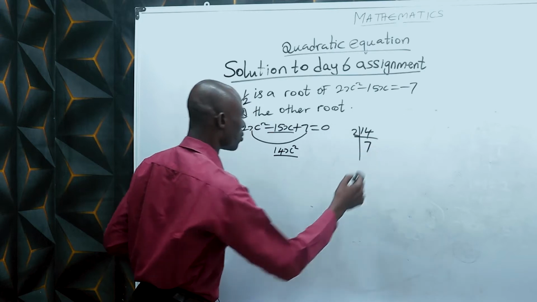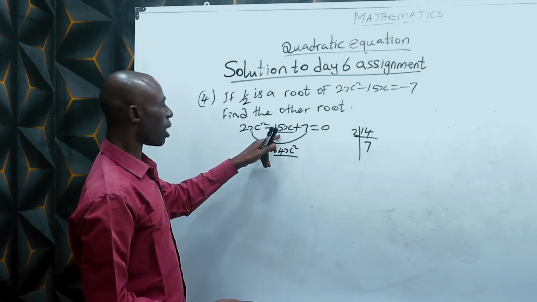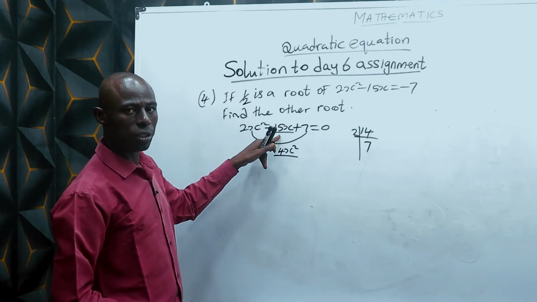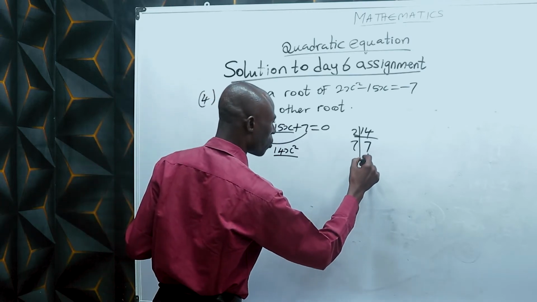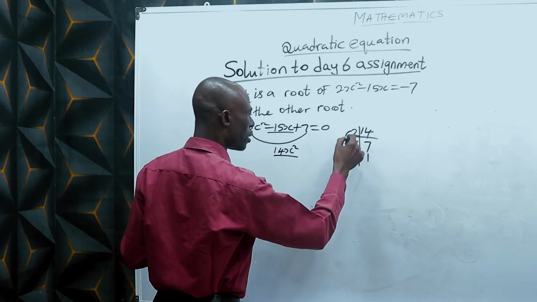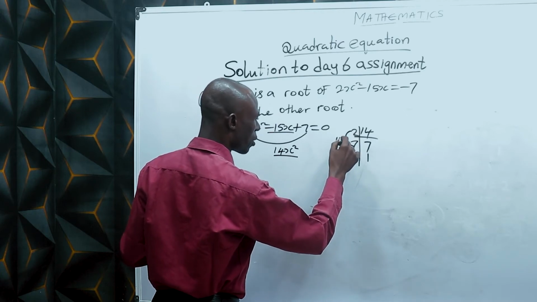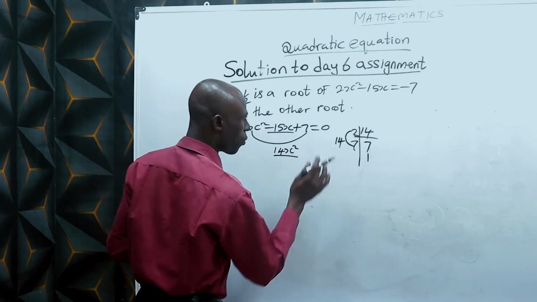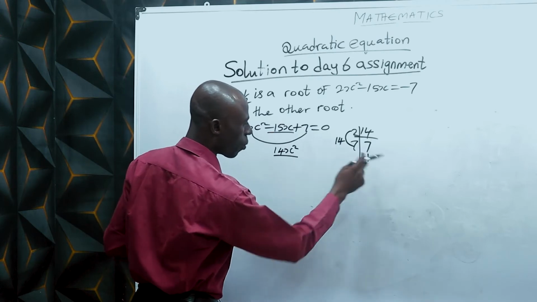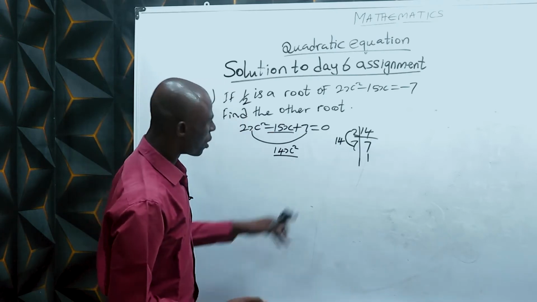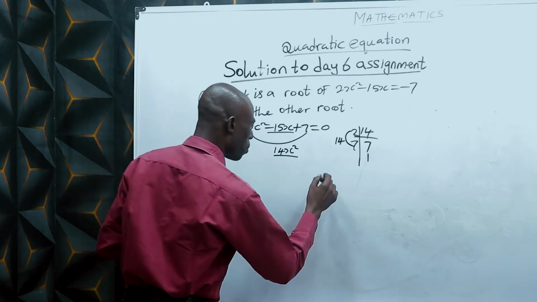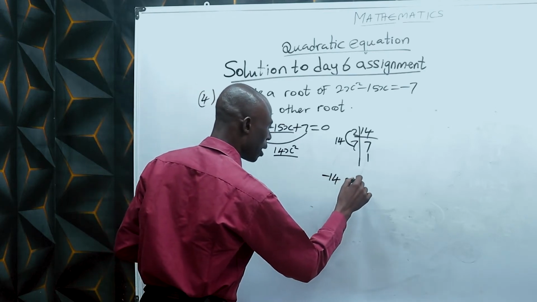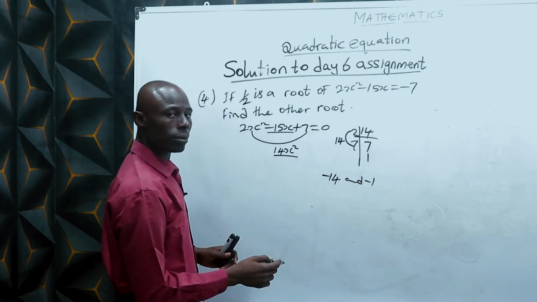2 in 14 is 7. How do we use 2 and 7 to achieve 15? It's not possible by addition, not possible by subtraction. So 7 in 7, 1. So harmonize this to give you 14. So you have 14 and 1. How do we manipulate 14 and 1 to get minus 15? That is simple. Minus 14 and minus 1.